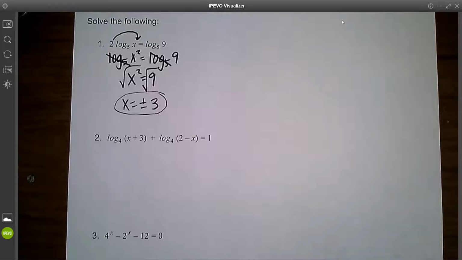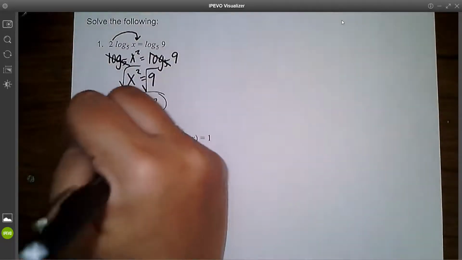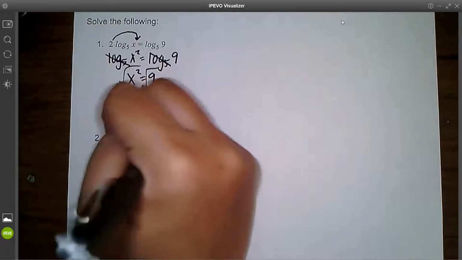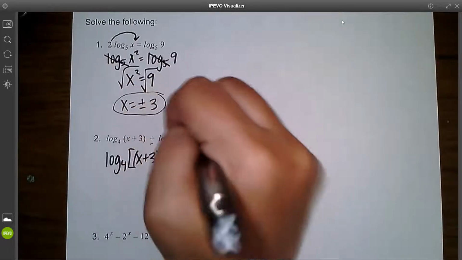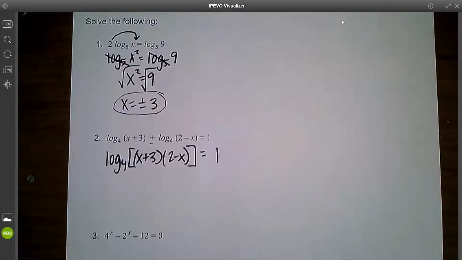So the next one, I want to condense it so that I get 1 log, and then I can convert it to exponential form. That's my favorite way to do it. So remember, addition translates to multiplication. So I have the log base 4 of x plus 3 times 2 minus x equals 1. The sum of the logs equals the log of the product. I think I said that correctly.